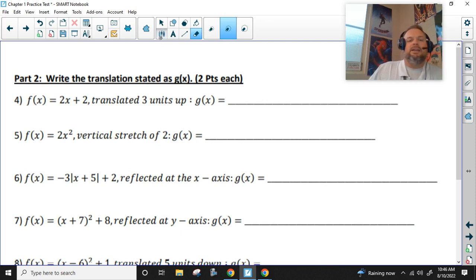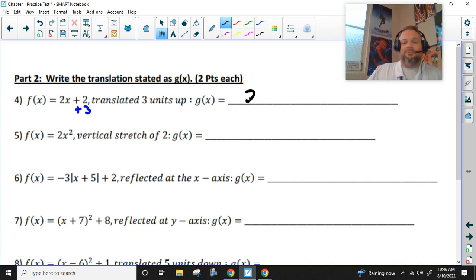Now, for this one, we're translating this up 3 units. So we would actually add 3 units to the K. So 2 plus 3 is 5.